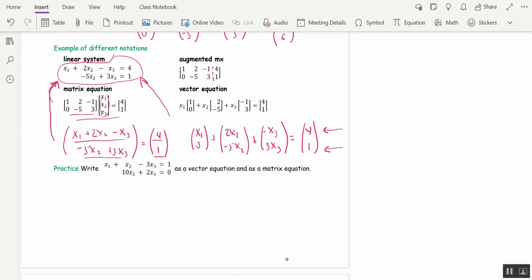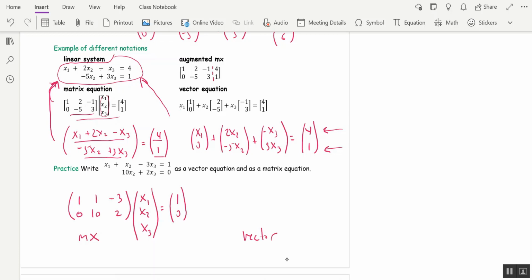Okay, hopefully you did that. Let's do the matrix equation first. That's easier. Matrix equation, I'm going to write down the coefficients. 1, 1, negative 3, 0, 10, 2. And I'll multiply by the vector x1, x2, x3. And that should be equal to 1, 0. There's my matrix equation.